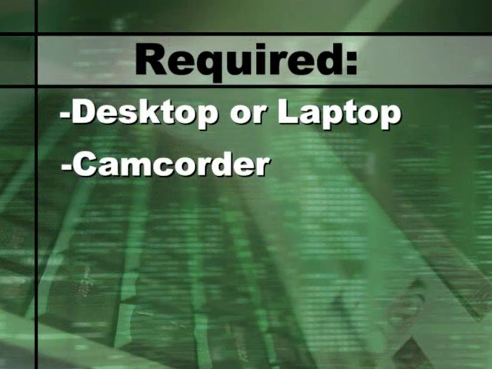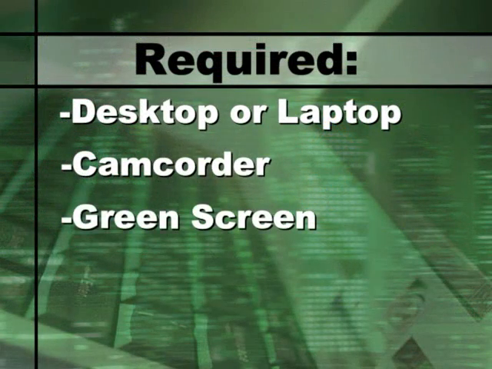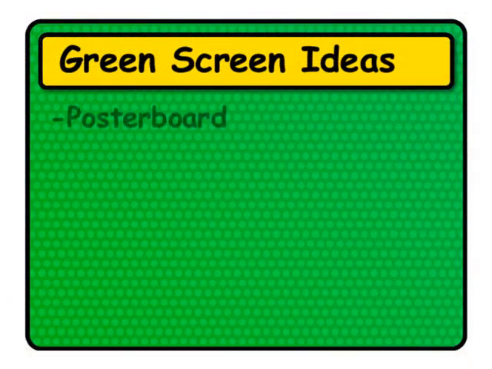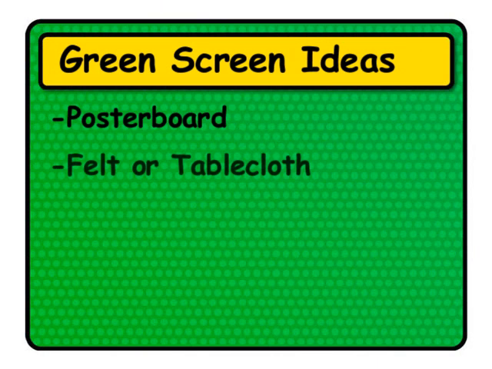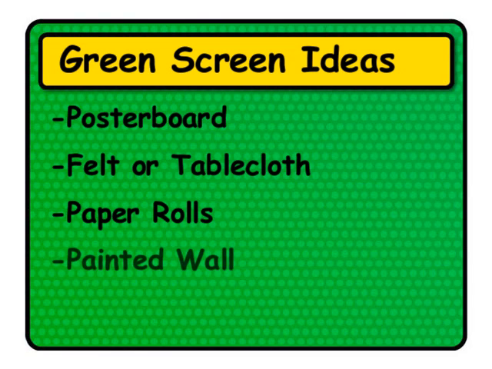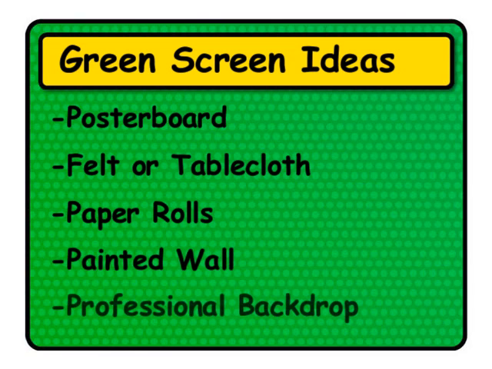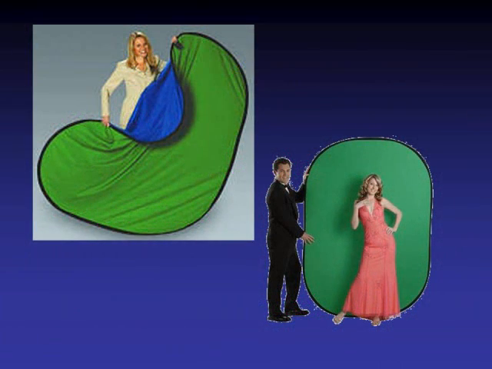Finally, you'll need something to use as your green screen. This could be any type of green material that's not shiny. Ideas for a green screen might include poster board taped together, fabrics such as felt or tablecloth material, paper sold in wide rolls, a wall you paint green, or even a professional green screen backdrop. Some users have had great success with these portable green screens that collapse down, making on-location shooting easy.